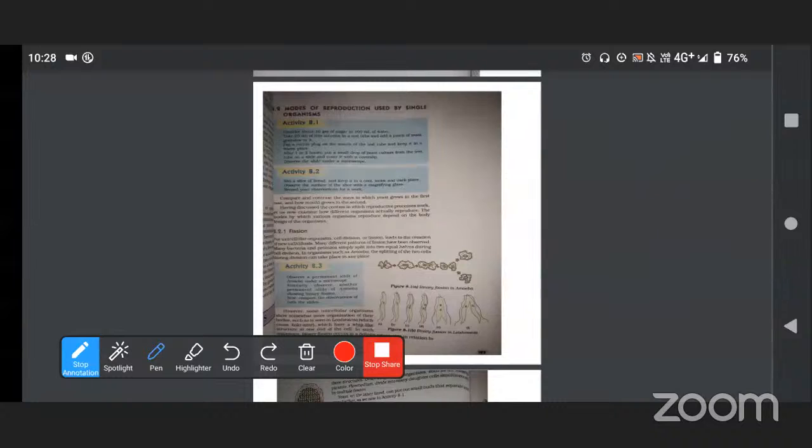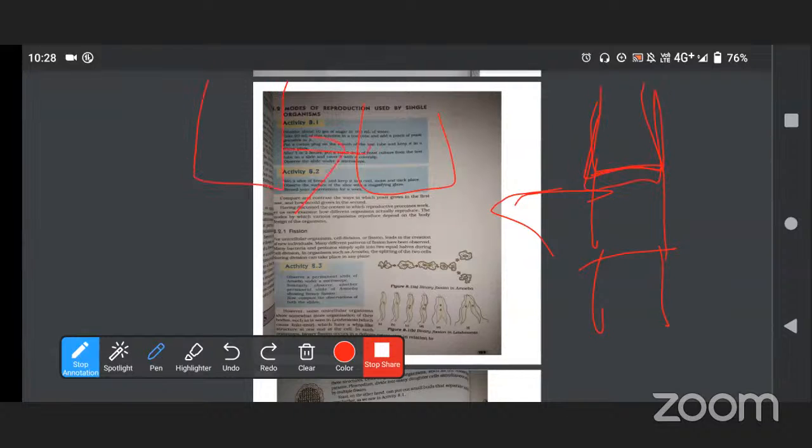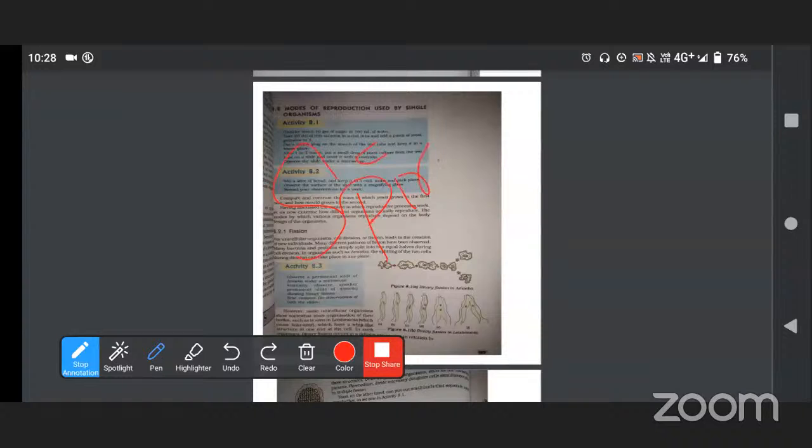Then we learned about fragmentation. Fragmentation means from one fragment a new individual will start to grow. Spirogyra generally reproduces by this process. If any part of this filament, like this structure, which is known as a filament, breaks, then from this broken part a new Spirogyra will start to grow. And the spelling is like this: Spirogyra. Spirogyra reproduces by the process of fragmentation.